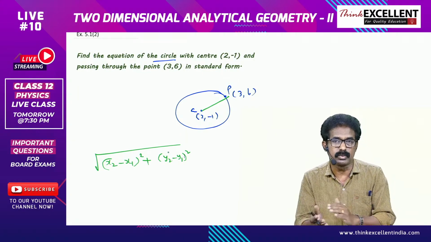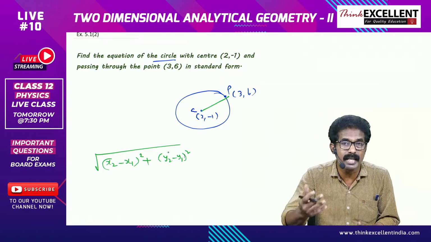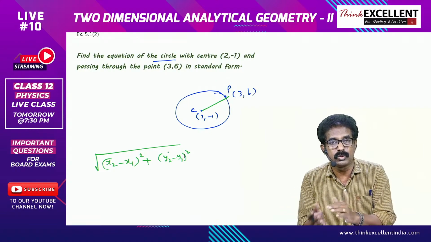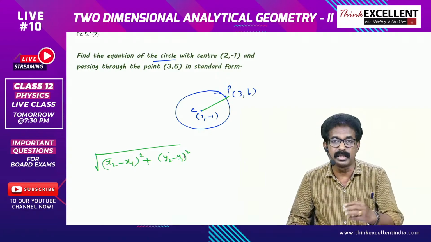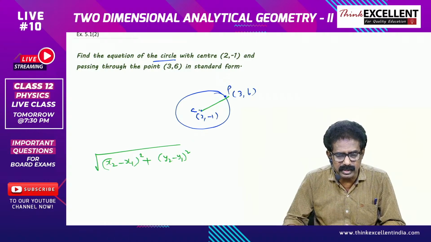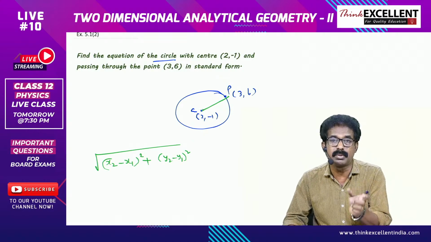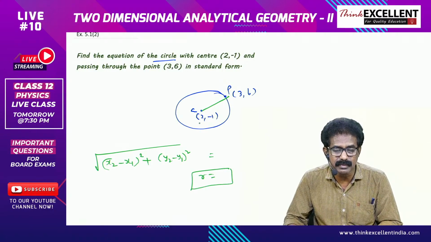You can also write (x1 minus x2) the whole square, because the whole square is there. So 5 minus 2 and 2 minus 5 are not the same, but when you square, it will be equal. 3 square or minus 3 square, both same, right? So using this, you can find CP, the distance between C and P. The answer you take as R. That is our R value, the radius. Then you know the center, 2 comma minus 1.